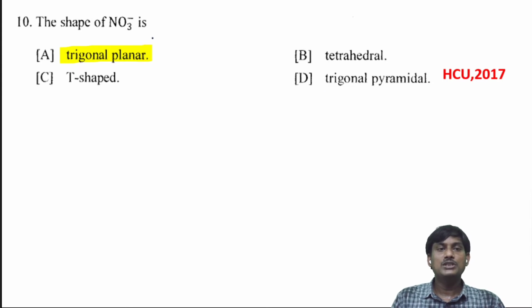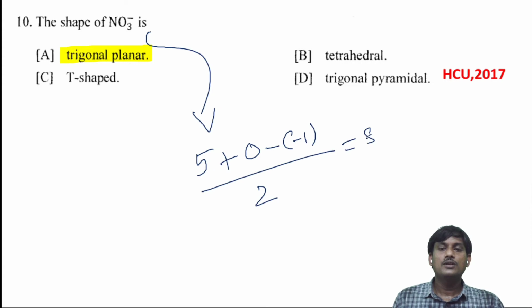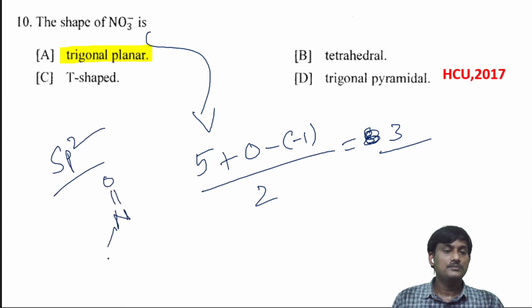The shape of NO3 minus is... Here we have to find out the hybridization. Here the valency of nitrogen is 5. The monovalent is 0. Oxygen is divalent, with minus 1 charge, minus charge by 2. So how many hybridized orbitals are there? 3 hybridized orbitals. 3 means sp2 hybridization. And this is the sp2 hybridized. So the shape is trigonal planar.